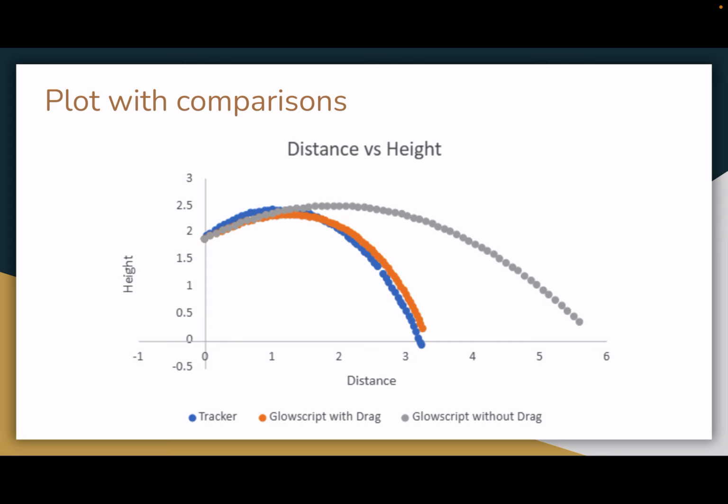This is shown as distance versus height, and you can see that the one without drag goes much further than the ones with drag. And you can see that Tracker and GlowScript with drag are pretty similar to each other.